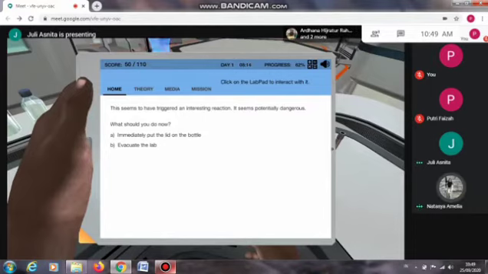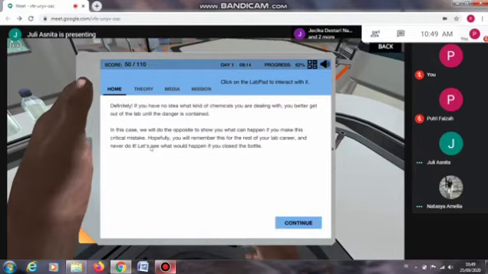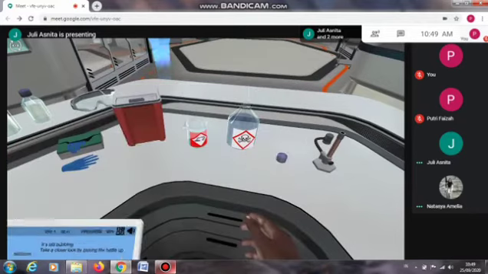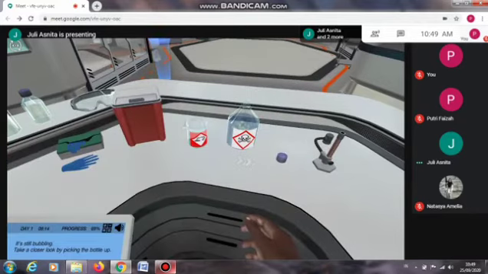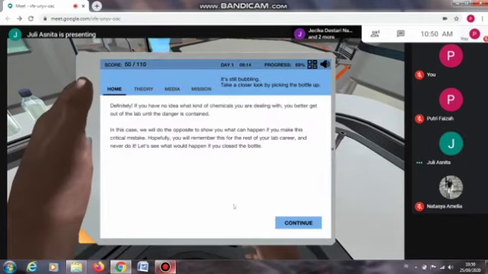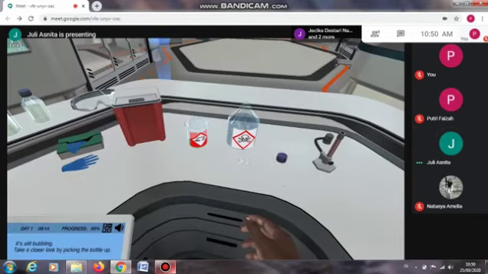Evacuate the lab. Definitely. If you have no idea what kind of chemicals you are dealing with, you better get out of the lab until the danger is contained. In this case, we will do the opposite to show you what can happen if you make this critical mistake. Hopefully, you will remember this. It's still bubbling. Take a closer look by picking the bottle up.